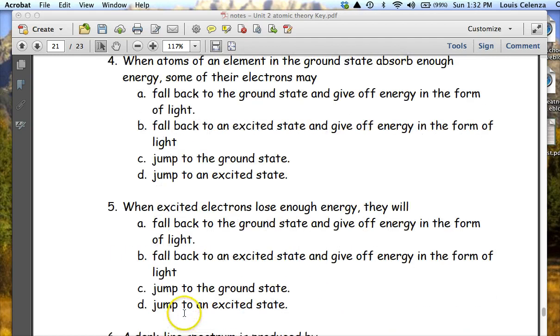Let's see what we got here. When atoms of an element in the ground state absorb enough energy, when ground state electrons absorb energy, they sometimes will jump to the excited state. When excited electrons lose energy, they will fall back down to the ground state and give off energy in the form of light. So just repeating what we talked about before.